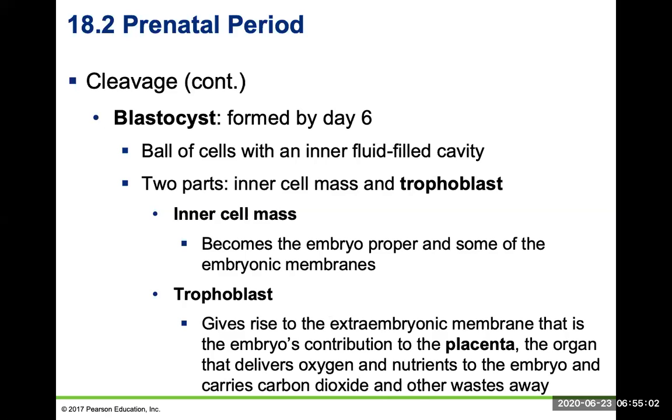Blastocyst is formed by day 6. There's 2 parts of it, the inner cell mass and the trophoblast. The inner cell mass becomes the embryo proper, and the trophoblast gives rise to the extra-embryonic membrane. That's the embryo's contribution to the placenta, and that's the organ that delivers oxygen and nutrients to the embryo.